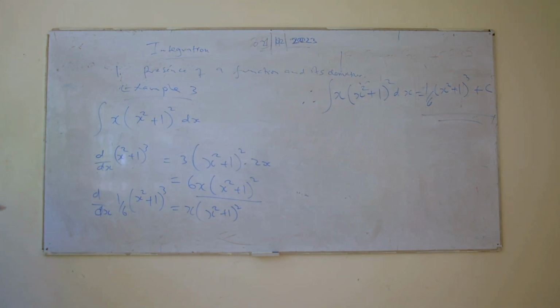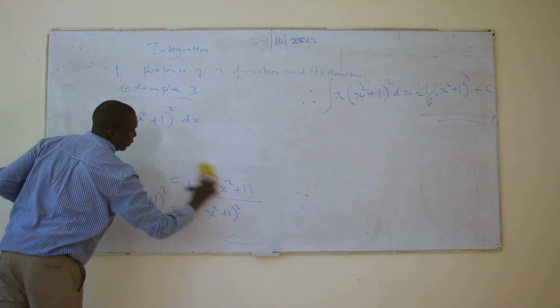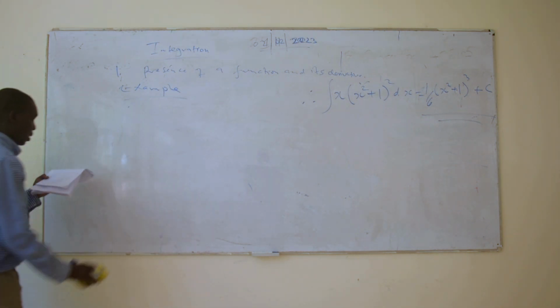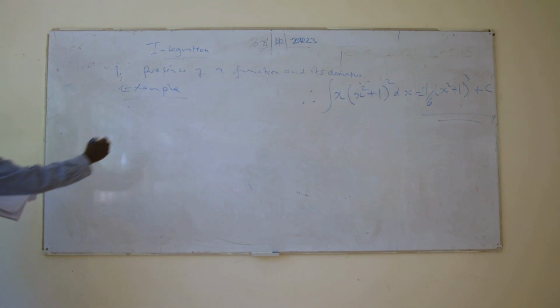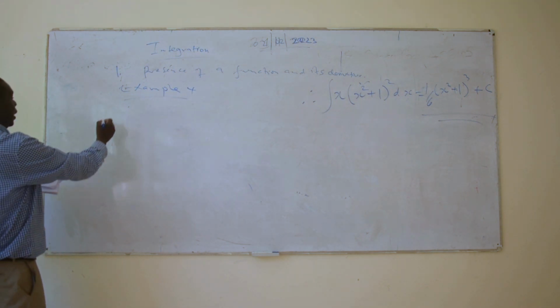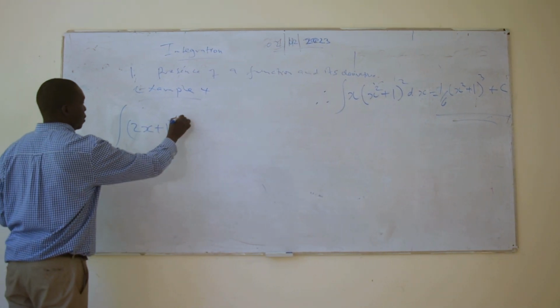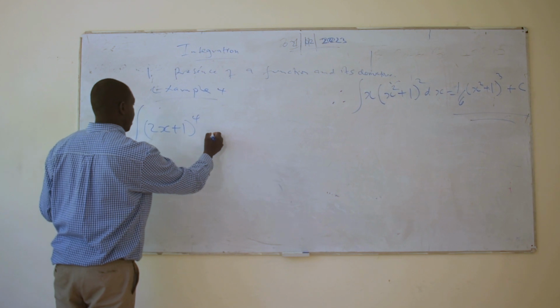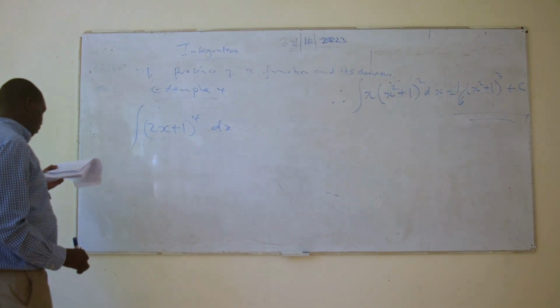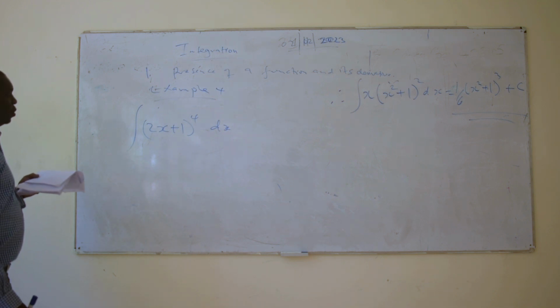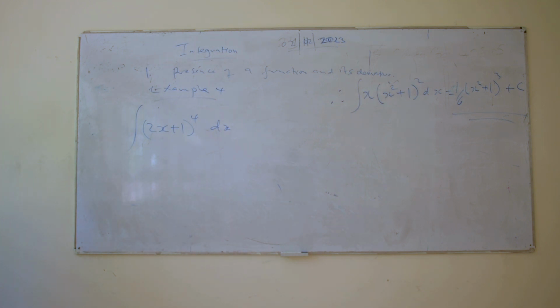Example 4. Let's look at example 4. Integrate 2x plus 1 raised to power 4. Integrate 2x plus 1 raised to power 4 dx.